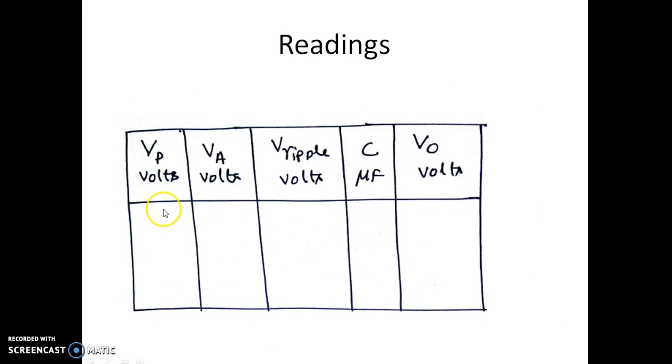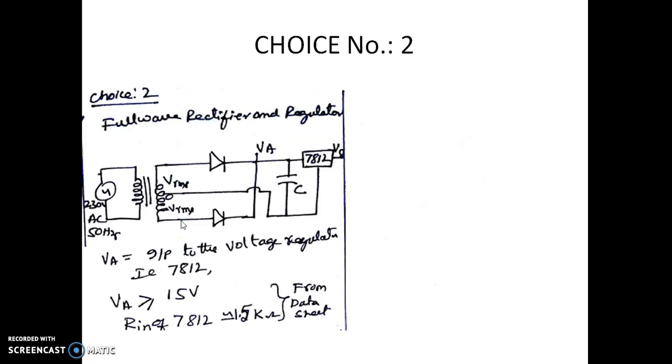So what are the readings we are supposed to take? We are supposed to measure the peak voltage at the input of the regulator, the peak to peak ripple voltage at the input of the regulator, the capacitance value connected in the circuit, and V0. V0 should be 12. This holds if VA minus V ripple is more than 15 volts. So this way we can do this experiment comfortably.